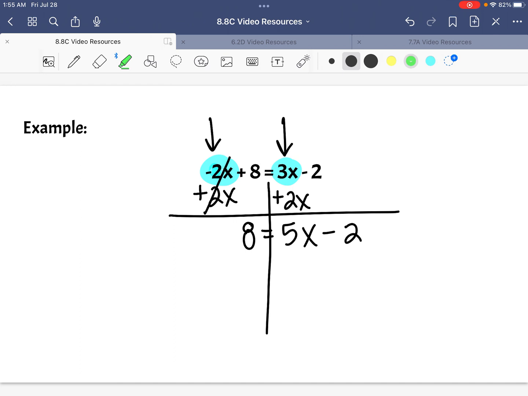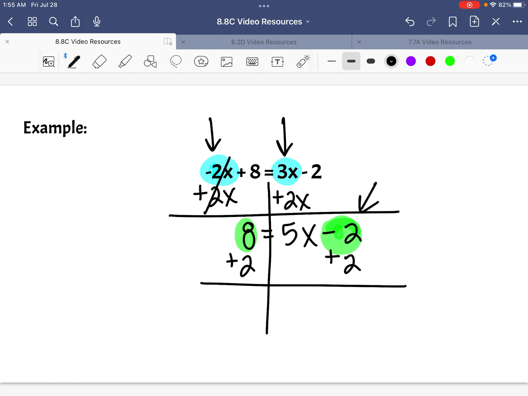So I'm going to highlight my constants, which are just my numbers by themselves. And notice when I highlighted the 2, I included the negative with it. So my variables are now on one side. The constants need to go on the other. So I'm going to take a look at the constant that's on the same side as the variable. And to create a zero pair with -2, I need to add 2. And now I'm simplifying. So I have 8 plus 2, that gives me 10, which will equal 5x. The -2 and the +2 made a zero pair.